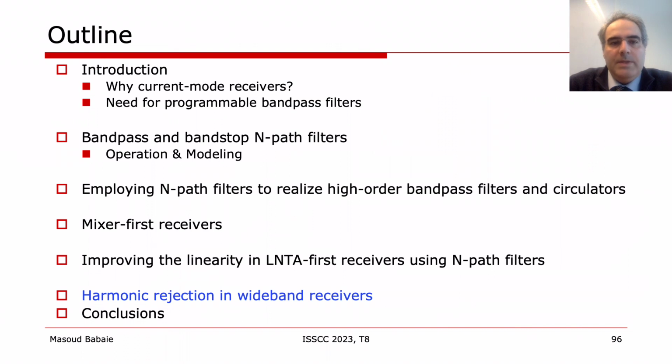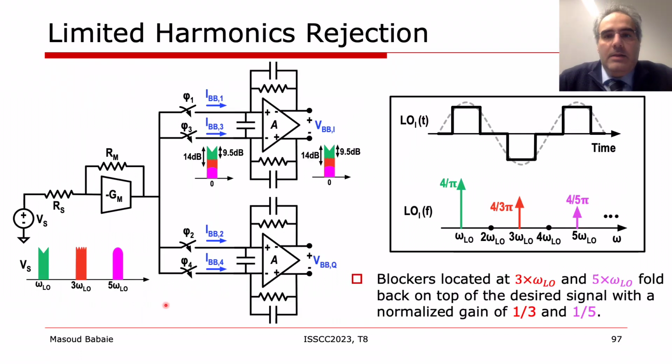At the end of the presentation, I would like to say some words about harmonic rejection in wideband receivers. Let's consider an LNTA-based receiver using 4 non-overlapping clock phases. Since there is no external band select filter at the receiver's input, the receiver must deal with the blockers at the integer coefficients of the desired signal, for example at 3 omega LO and 5 omega LO.